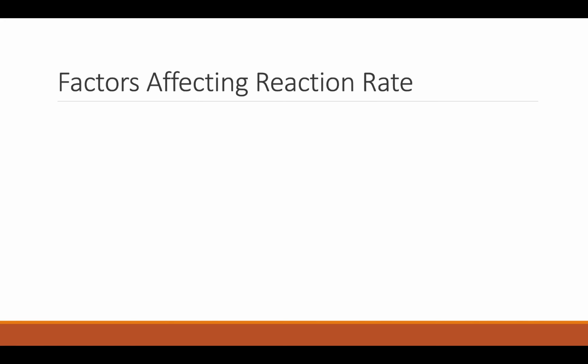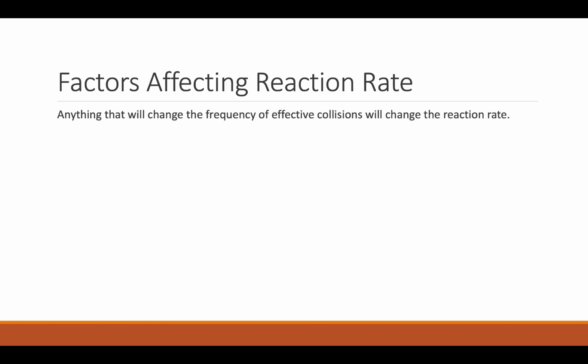Now let's think a little bit about some factors that will affect the reaction rate, keeping in mind all the while that collision theory underlies all of this. So anything that will change the frequency of effective collisions will change the reaction rate. So reactant temperature, reactant concentration, and presence of a catalyst are the three major factors that will affect the frequency of effective collisions and thus the reaction rate. They're not the only ones, but they're the most common.